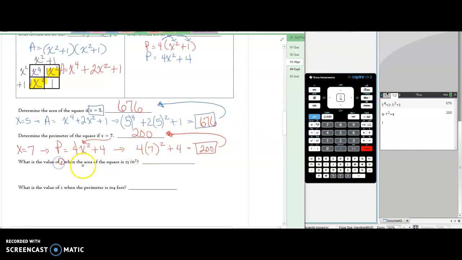Oh, now we're looking for x. They're going to give us the area. So if the area of the square is 25 inches squared, what is the value of x? So now we're doing this backwards. Okay, so what we have to do, we're going to start with the area in terms of x.